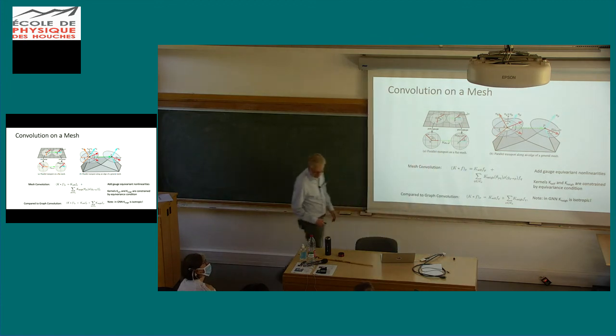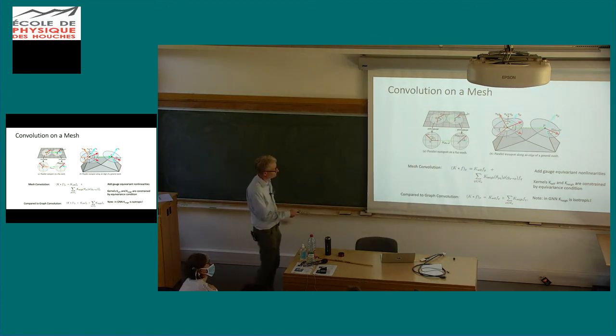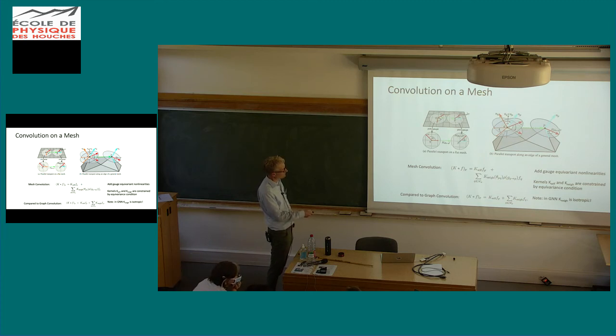So what does the actual mesh neural net look like? First look at the graph neural net again. The graph neural net had one matrix multiplying all the neighbors and summing, and one matrix for yourself. Now the mesh neural net is slightly more complicated, but not much.